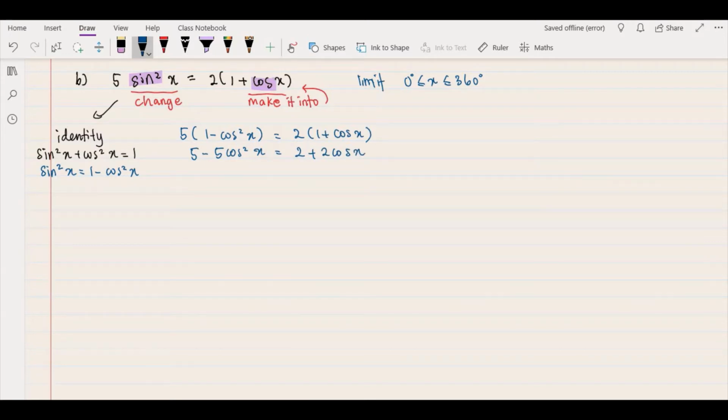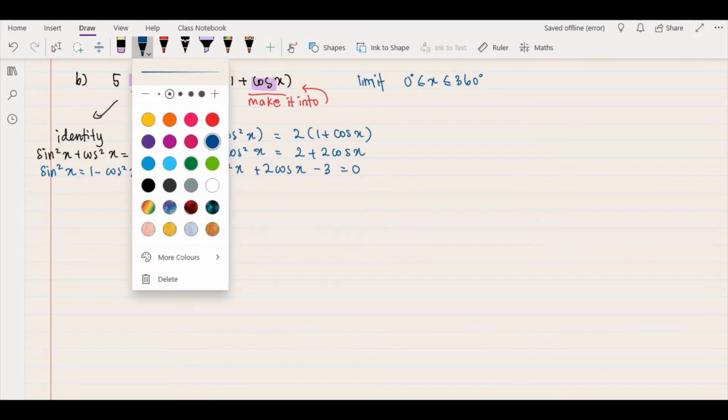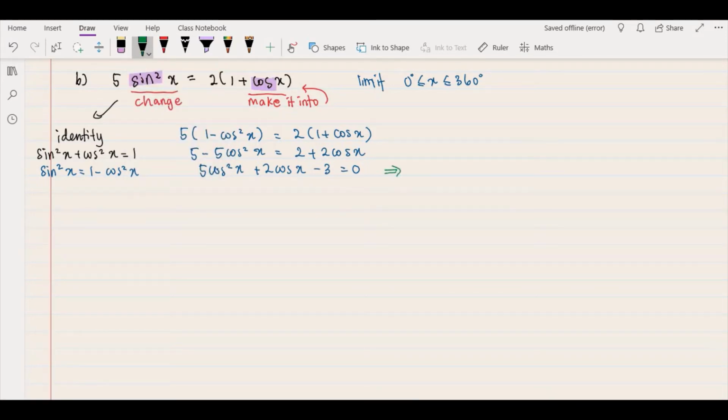And let's rearrange everything so that I have the positive cos square x. I'll just move everything to my right hand side. That will give me 5 cos square x plus 2 cos x minus 3 is equal to 0. Up to this point, let's take a look and let's think. What is this? We have a quadratic equation like the one we normally see.